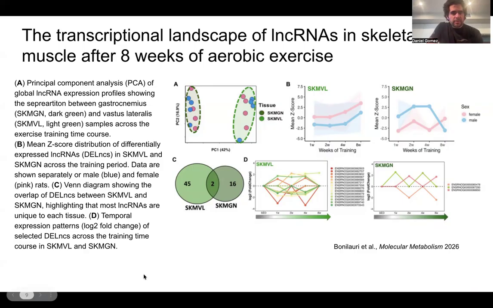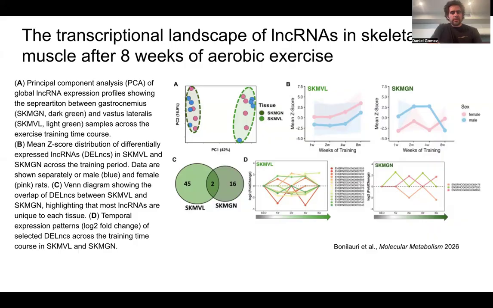Okay, so the Venn diagram shows an overlap of DELNICs between the two. So we can see 45 in the vastus lateralis and 16 in the gastrocnemius, and an overlap of 2 between, highlighting that most of the lincRNAs are unique to each tissue.